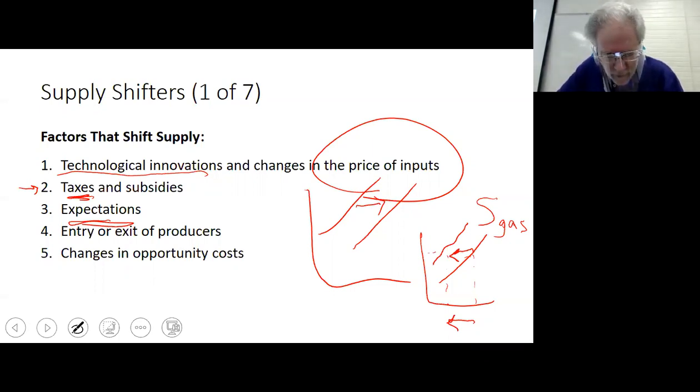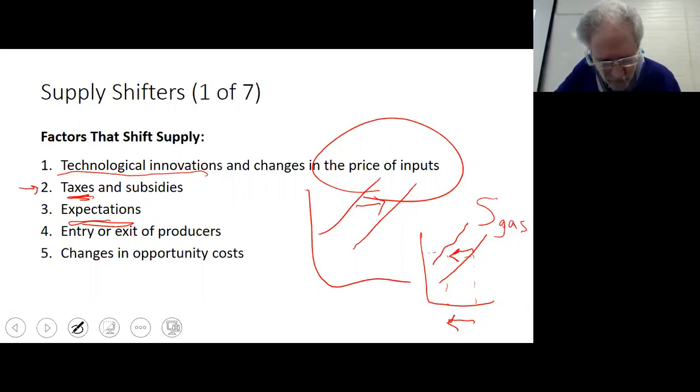Entry or exit of producers, that's very similar to population. You got more producers, are you going to get more output or less output? You're going to get more. So just as an increase in population increases demand, an increase in the number of producers, which we call entry, increases supply. If we have exit where producers are leaving, then supply is going to decrease.